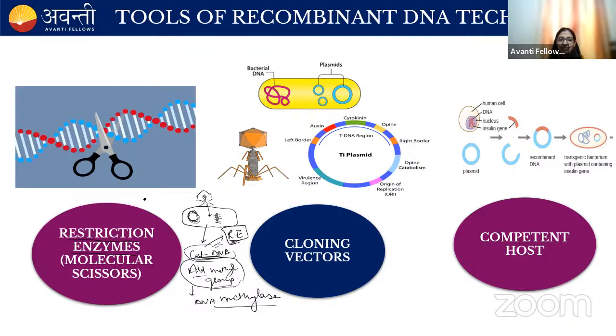And restriction enzymes are further of two types. They're exonuclease and endonuclease. Exonucleases are the ones which cut the DNA from the terminal end. And endonucleases are the ones which cut the DNA within. Okay?